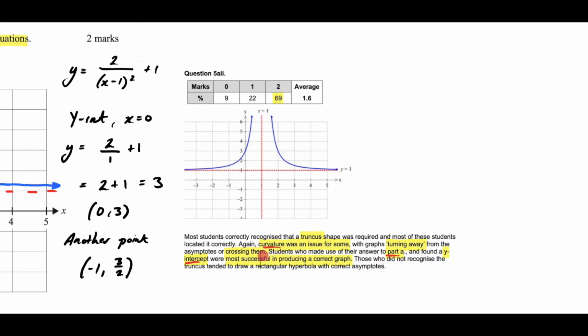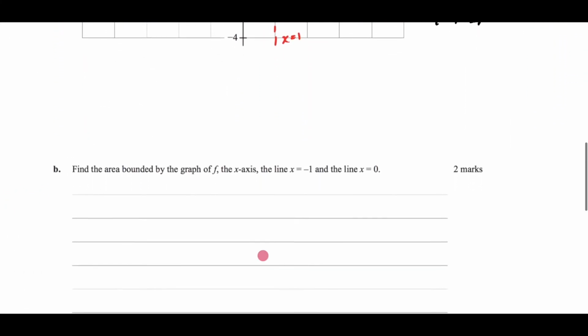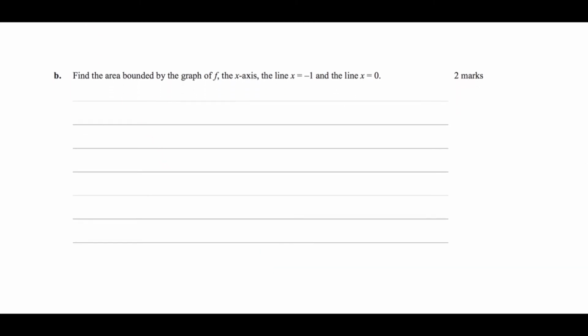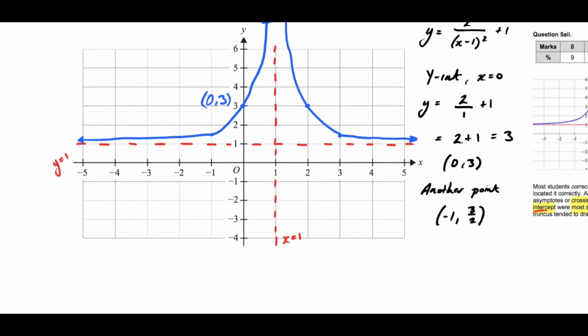It is important. Okay, let's now tackle the very last part of this question, and that is part B. Let's read it. It says, find the area bounded by the graph of f, the x-axis, the line x equals -1, and the line x equals 0. So we're finding area, so we know that this is going to be an integration question. It's the function, the x-axis, and these 2 lines. If we come up and just visualize what we're doing here, we are bounded by the x-axis, we are bounded by the curve, and the line x equals -1.